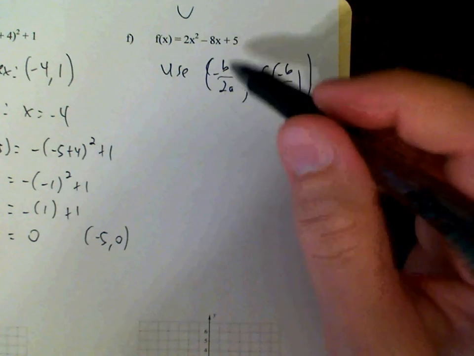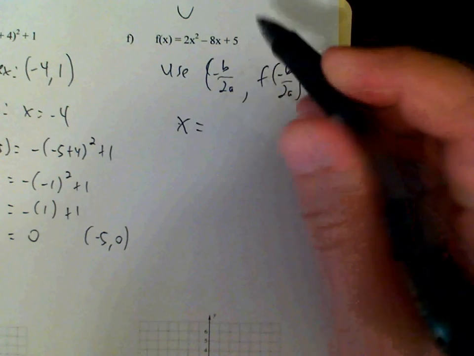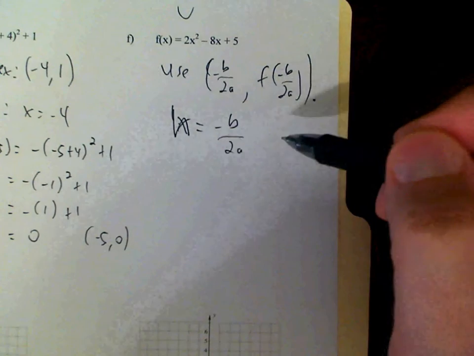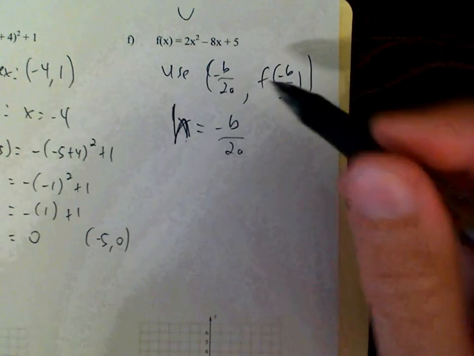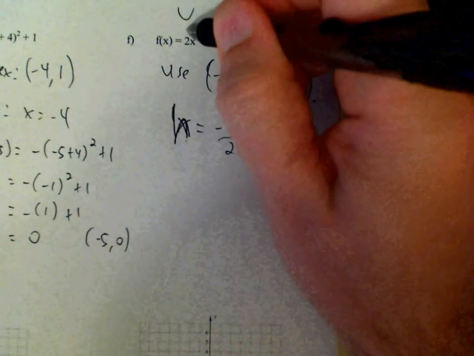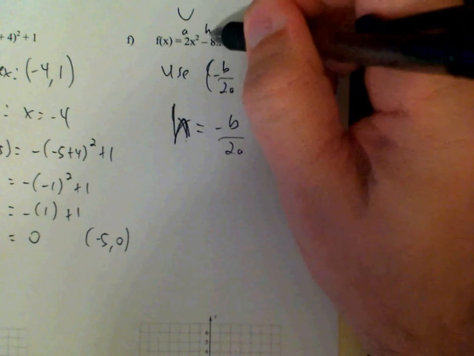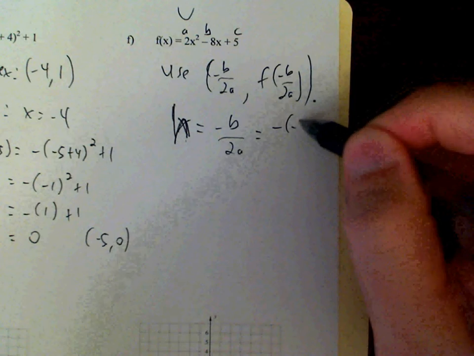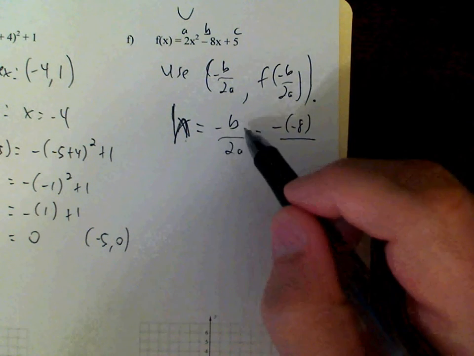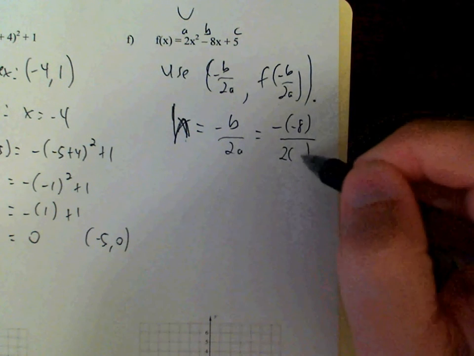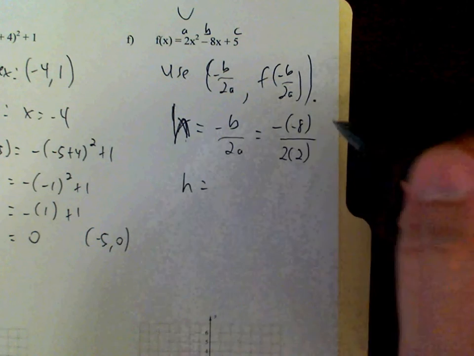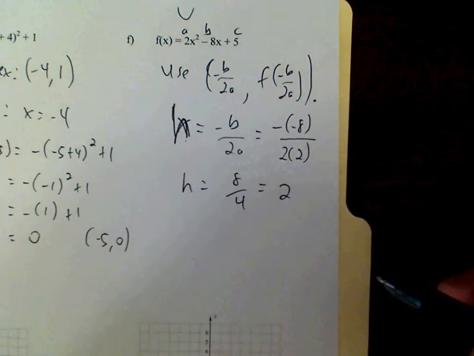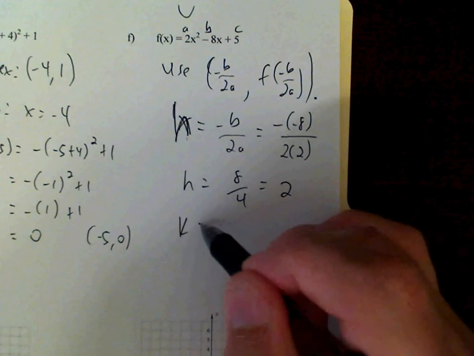So in fact, I like to look at it like this. I'm going to find x equals negative b over 2a first, or I should be using h. So h equals negative b over 2a. This is our a, 2 is a, b is negative 8, and c is 5. So I'm going to substitute negative 8 for the b. Notice the minus sign and then the b, and then a is 2. And so I end up finding that h is a positive 8 over 2 times 2, which is 4. So h is 2.